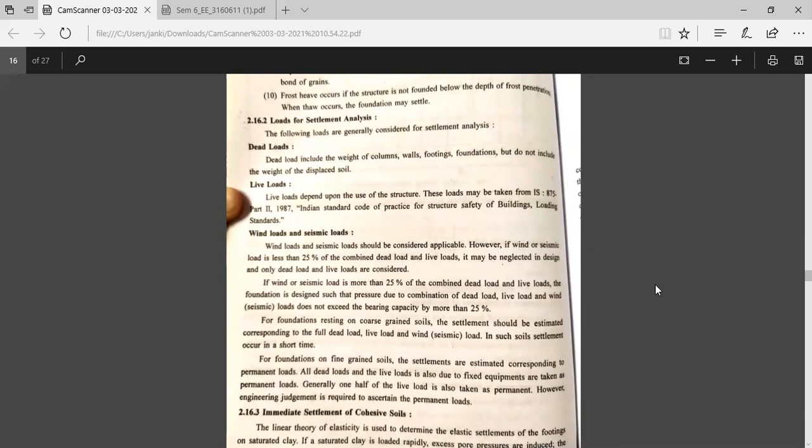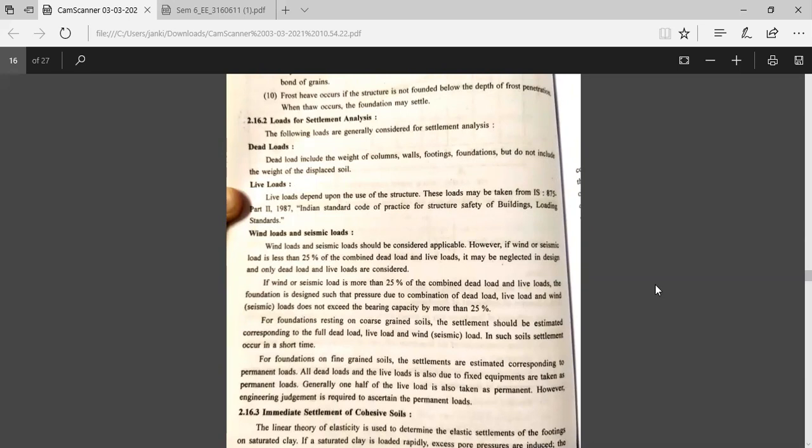Wind loads and seismic loads should be considered as applicable. If the wind or seismic load is less than 25% of the combined dead load and live load, it may be neglected in design and only dead load and live load are considered. If the wind or seismic load is more than 25% of the combined dead load and live load, then the foundation is designed such that the pressure due to the combination of dead load, live load, and wind load does not exceed the bearing capacity by more than 25%. For a foundation resting on coarse grained soil, the settlement should be estimated corresponding to the full dead load, live load, and wind load.